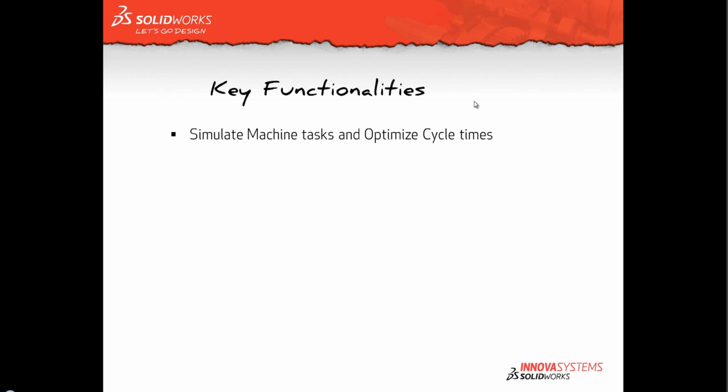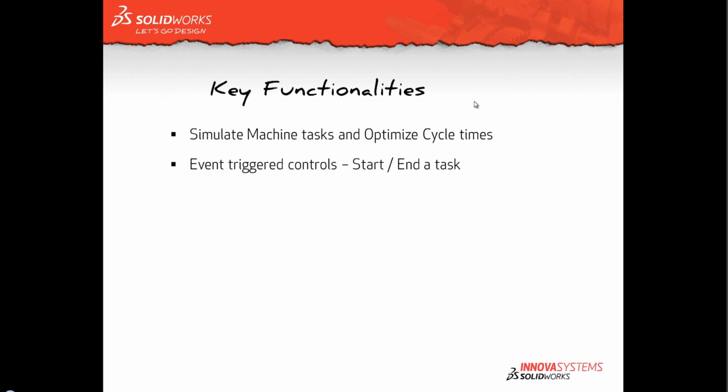Okay, so key functionalities of event-based motion. Just before we jump into SolidWorks, we can simulate machine tasks and optimize cycle times. And as you'll see in a second, we can specify and change the parameters of our actuations very, very quickly and easily. It's a very easy interface to use, and we can set up our timescales and our triggered events very easily, and we can make edits very easily.